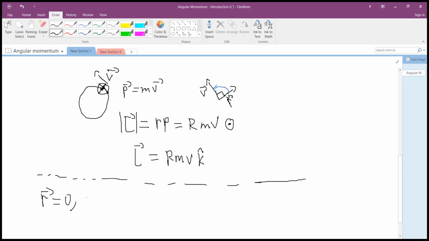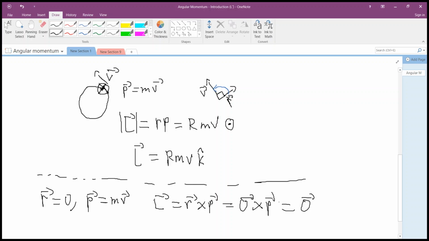Our linear momentum, our p vector, is still the same, still mass times velocity, but it doesn't matter because when we go to take the cross product, we are multiplying the 0 vector with p, and so we end up with the 0 vector. Magnitude of 0 and direction not really anywhere. So there is no angular momentum at this moment in time if we move the origin to where the particle is.